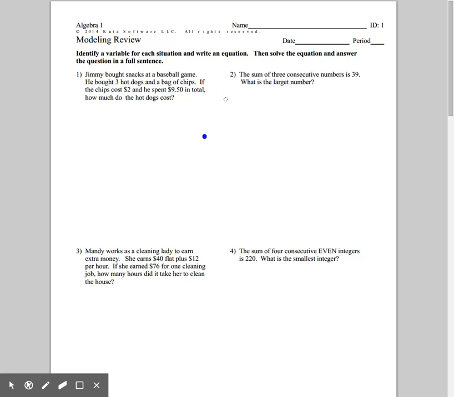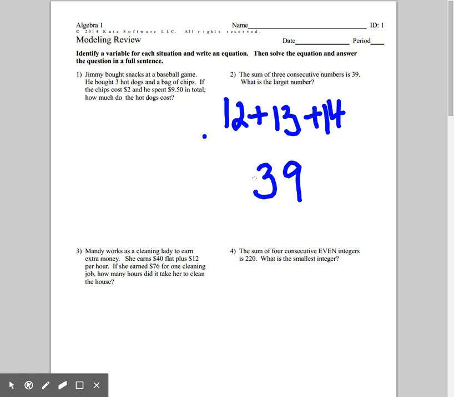Okay, so let's do this. 12 plus 13 plus 14. 2 plus 3 plus 4 is equal to 9, right? 3 plus 4 is 7, plus 2 is 9. 1 plus 1 plus 1 is 3, so 39. So this checks out. So 14 is our correct answer. What is the largest number?